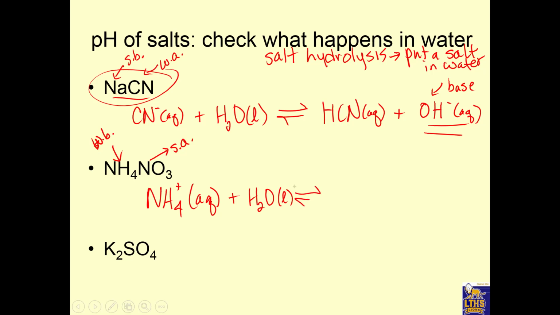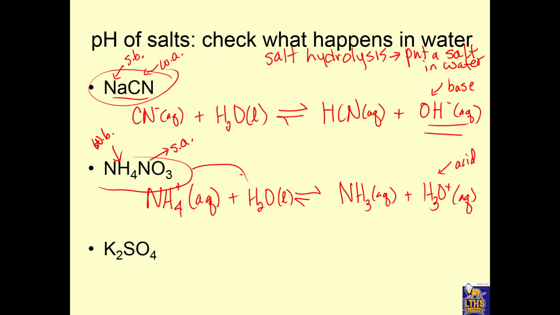So when you hydrolyze this salt, it's a salt hydrolysis, you'll get NH3, right? NH3 would rather be NH3 than NH4 plus. And when that happens, you get H3O plus. And so this would be an acid. So this salt, when you put it into water, turns the water acidic.